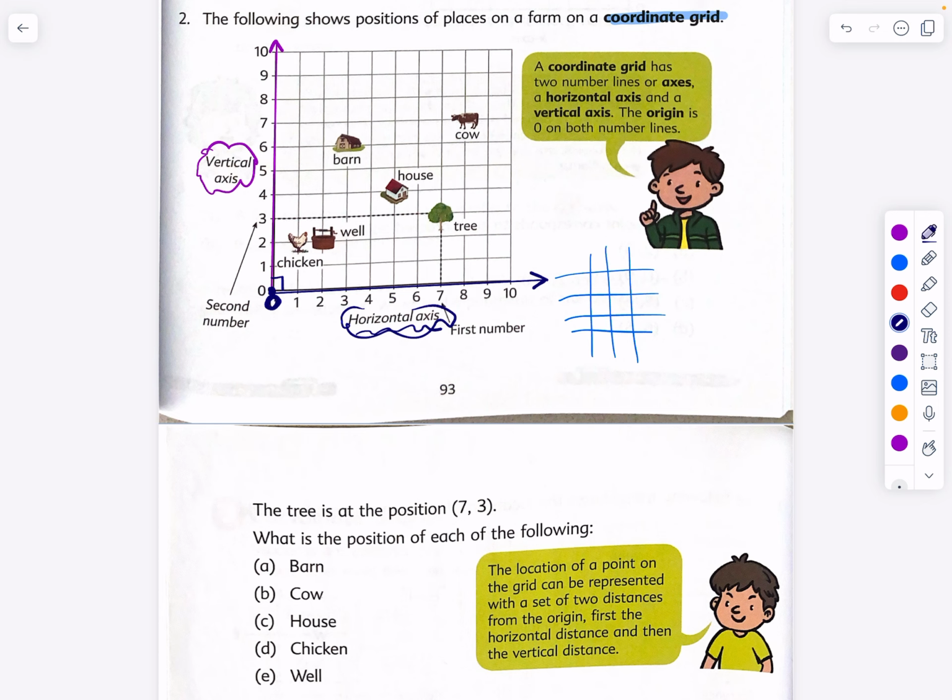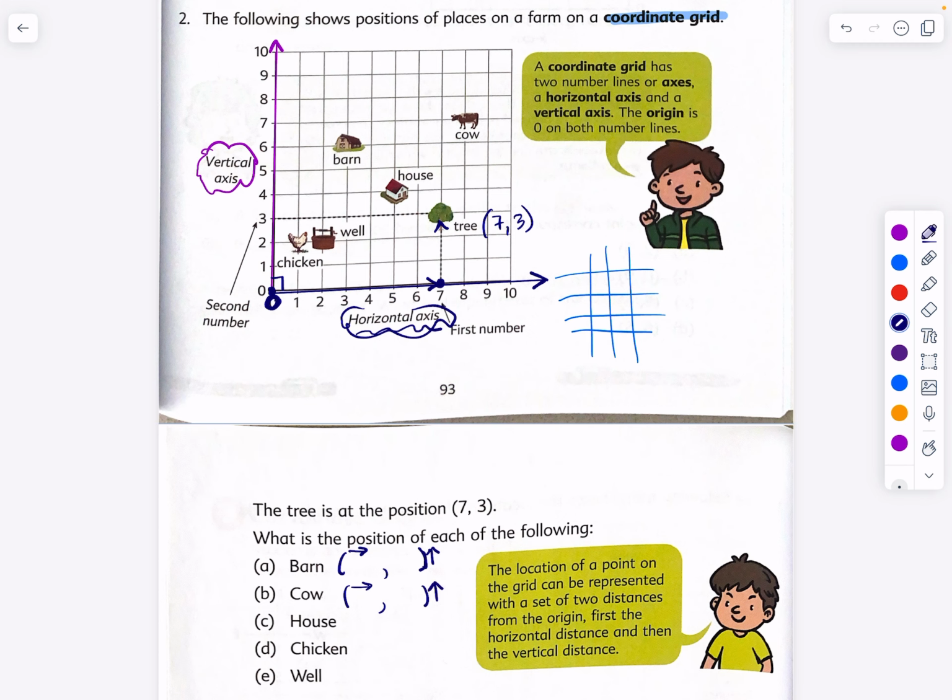The tree is at the position 7, 3. So let's label this. The tree is 7, 3. Well, why is this? We moved to the right up to 7, and then we moved up 3 steps. So first we moved to the right 7 steps, and then we went up 3 steps. Makes sense, right? By the way, we list the coordinates in parentheses. First we list the right direction, we call them columns, and then we go up. First we list how many steps to the right, and then how many steps up.